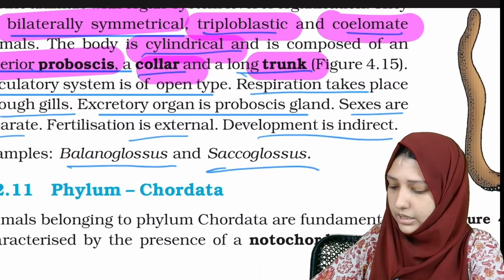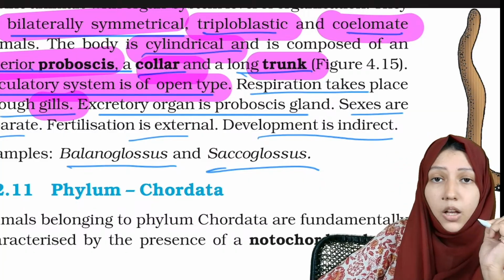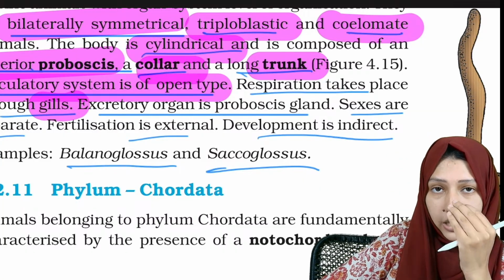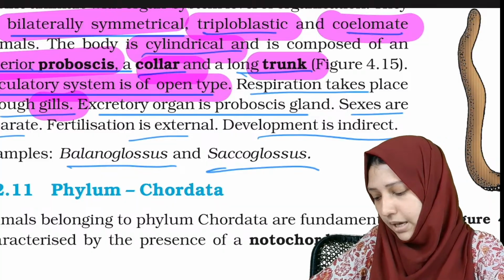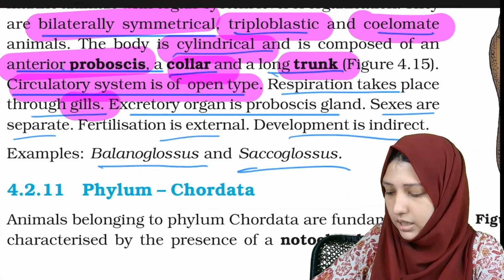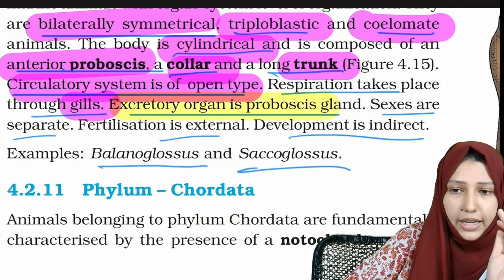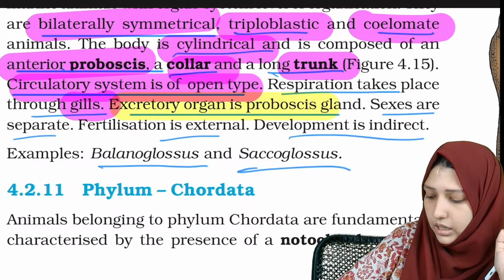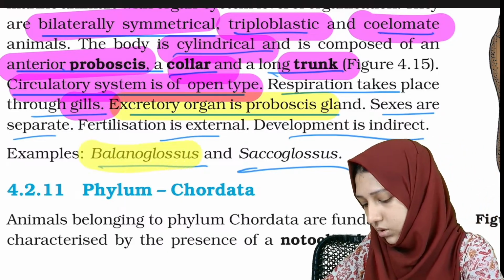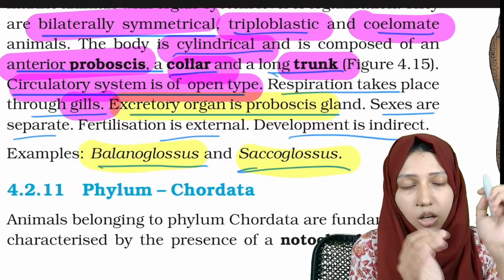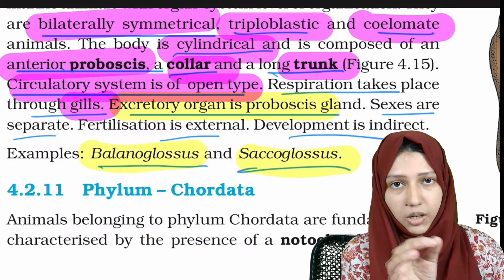The circulatory system is of open type. Respiration takes place through gills. Where all have we studied gills? In mollusca we have studied gills, in Arthropoda, and here in Hemichordata also gills are present. What is the excretory organ? The excretory organ is the proboscis gland. Sexes are separate, fertilization is external, and development is indirect. What are the examples? Balanoglossus and Saccoglossus.